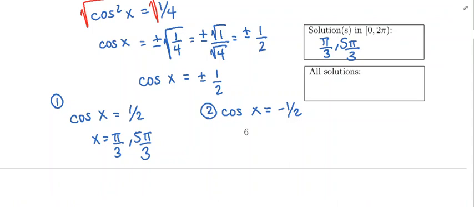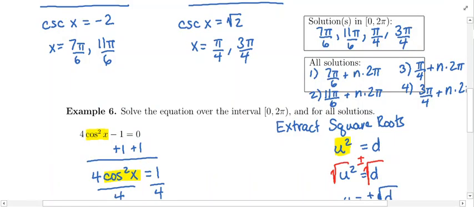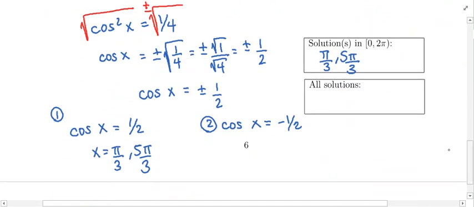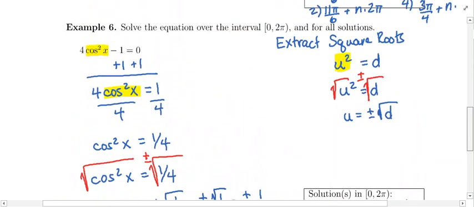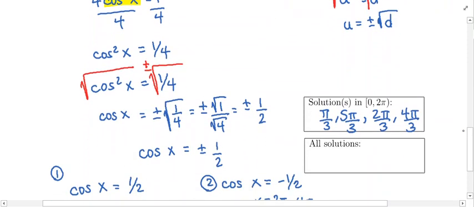Okay, so we come back over here. We'll write this down for the second equation. X can either be 2 pi over 3, or it can be 4 pi over 3. Okay, so again, these are within one revolution of the unit circle. They're between 0 and 2 pi, so we can throw them in the solution box. Okay, so there are 4 solutions for x that make our original equation 4 cosine squared of x minus 1 equals 0 a true statement. They are pi over 3, 5 pi over 3, 2 pi over 3, and 4 pi over 3.